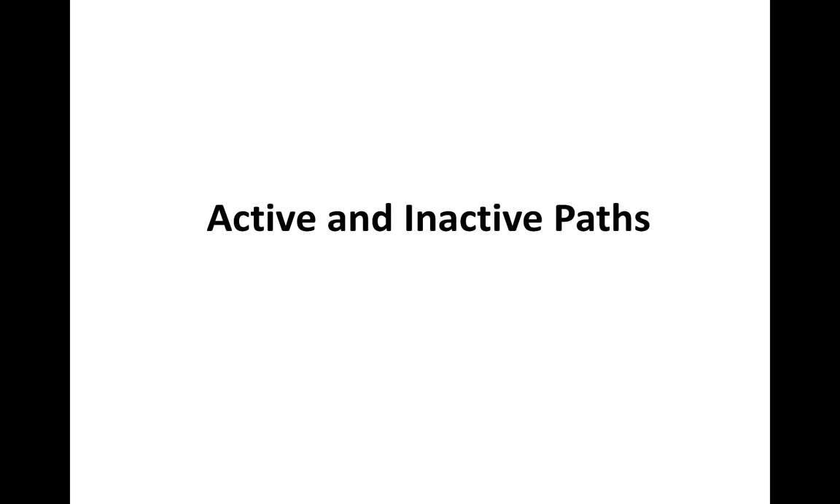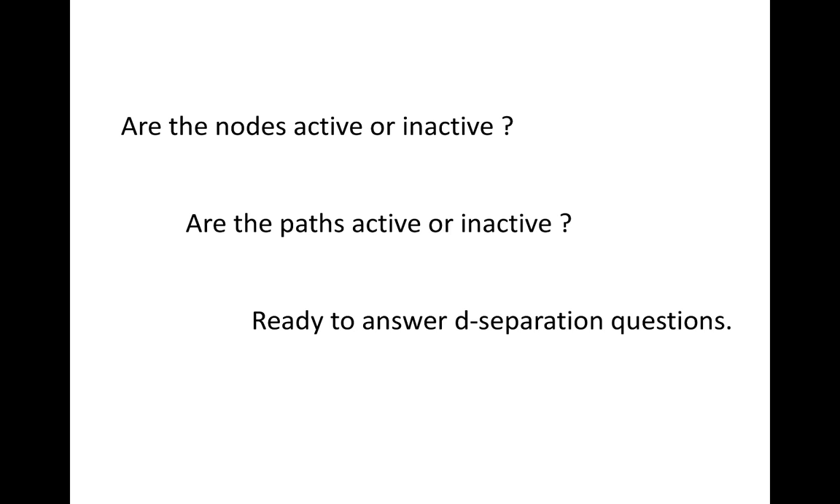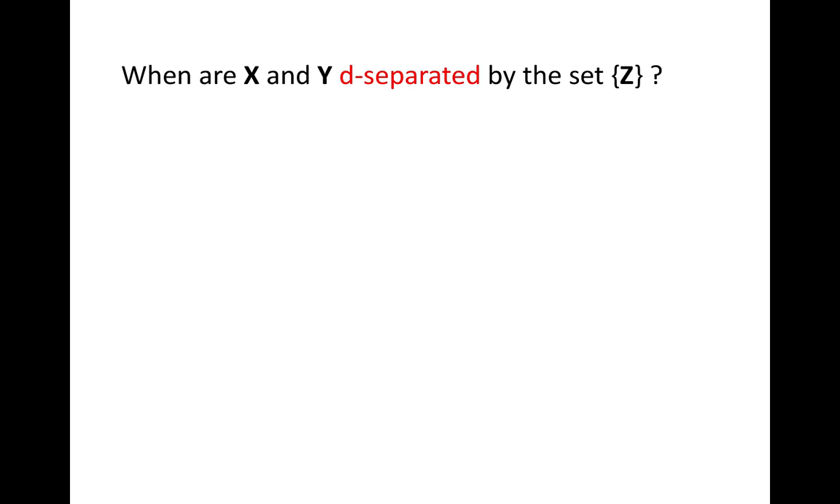In this section, we discuss active and inactive paths. Now that you're an expert in categorizing nodes as active or inactive, getting to d-separation is relatively simple. If we can categorize nodes as active or inactive on a path, then we can categorize the path as active or inactive. And if we can categorize whole paths as active or inactive, then we have all we need to answer d-separation questions.